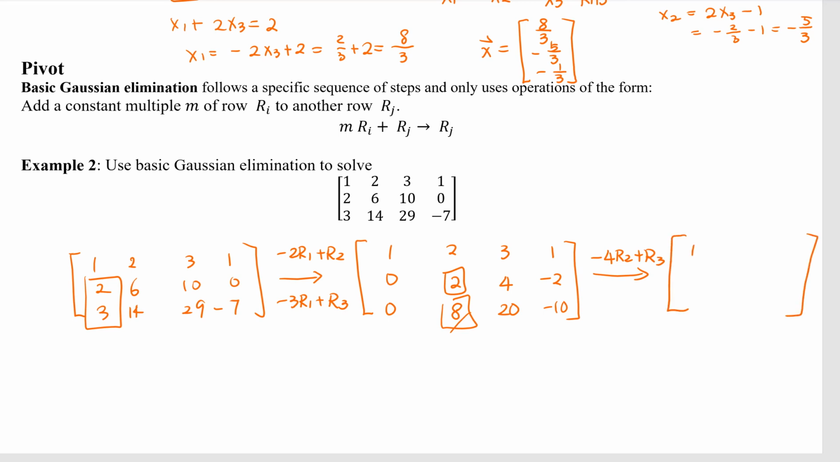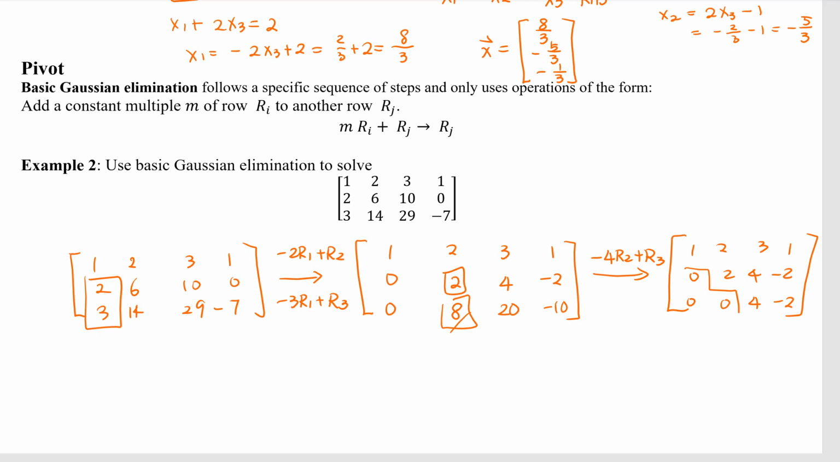Then we have 1, 2, 3, 1, 0, 2, 4, minus 2. And then here, 8 minus 8 is 0. 20 minus 4 times 4, 20 minus 16 is 4. Minus 10 minus 2 times negative 4, so minus 10 plus 8 is minus 2. So far, so good, everybody. And then this is the echelon matrix, and we are done here.